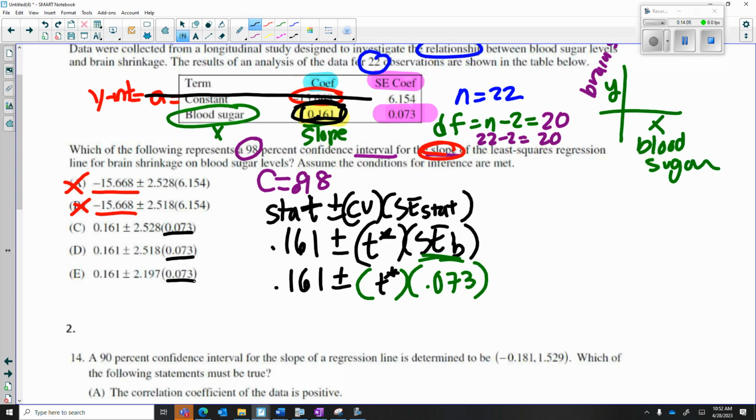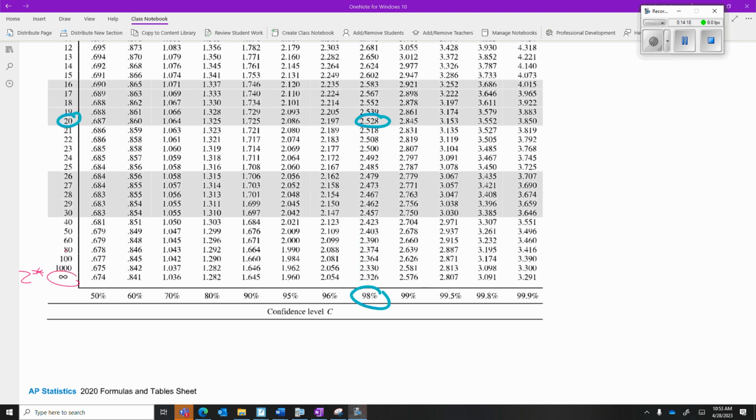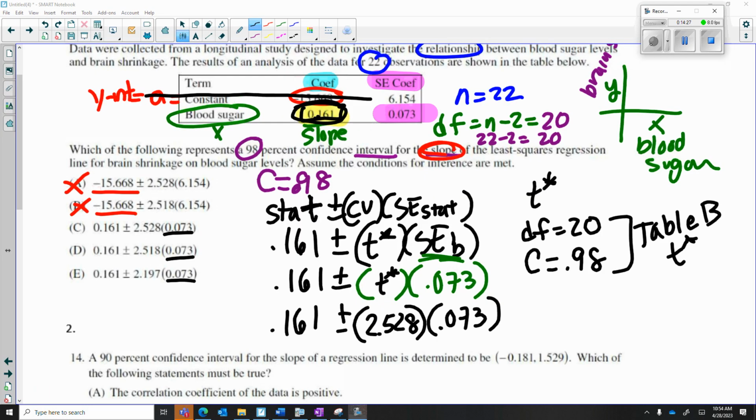So to get t star, we need to look up the degrees of freedom 20, and the 98% confidence level. Remember, you're going to go to table B for this, which is the t star table, so do that now. I'm hoping you looked up 98 and 20 and got this answer, 2.528. So we plug that into the formula, 2.528 for t star. If you pick your choice, the answer is choice C, 2.528 there. There it is. It's not so bad, is it? See? Pretty good, right? Now look at the next one.